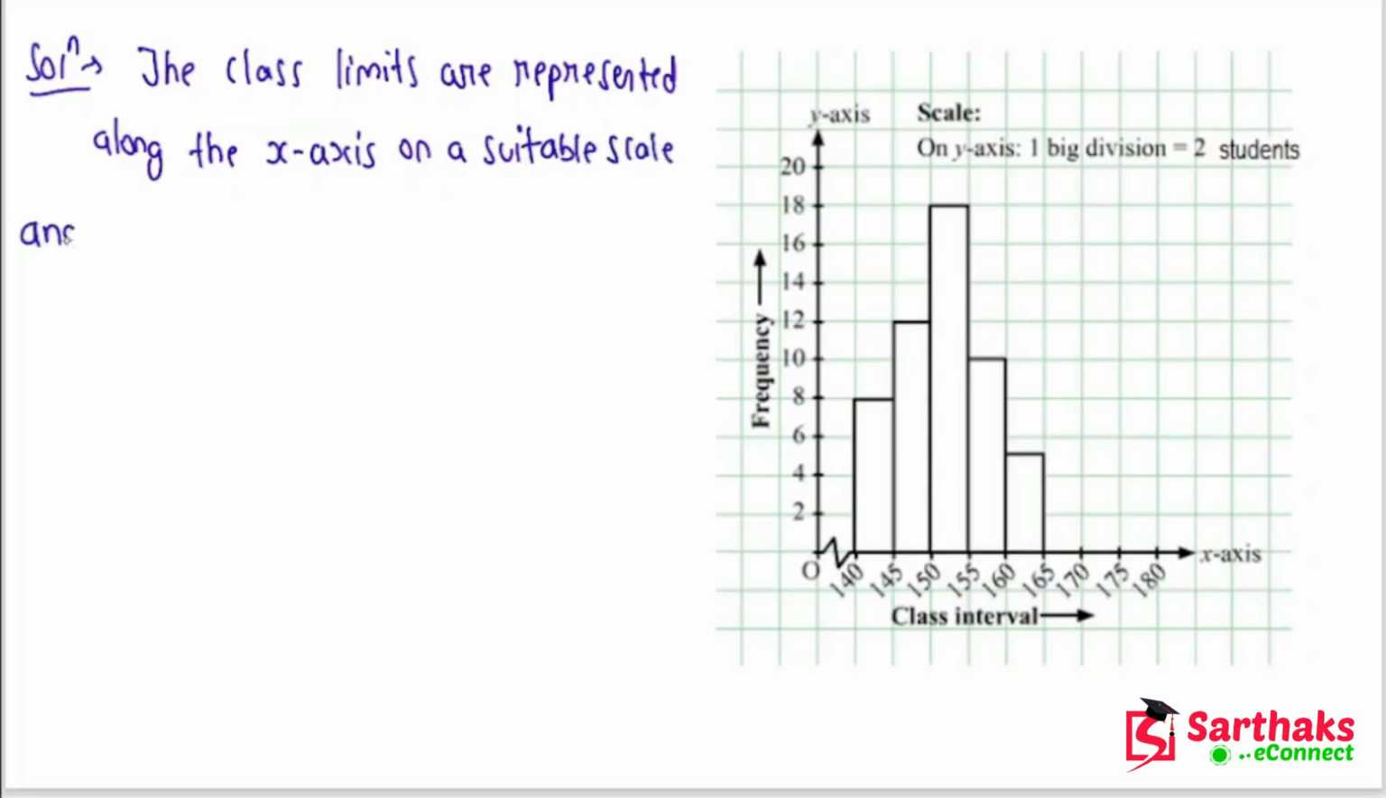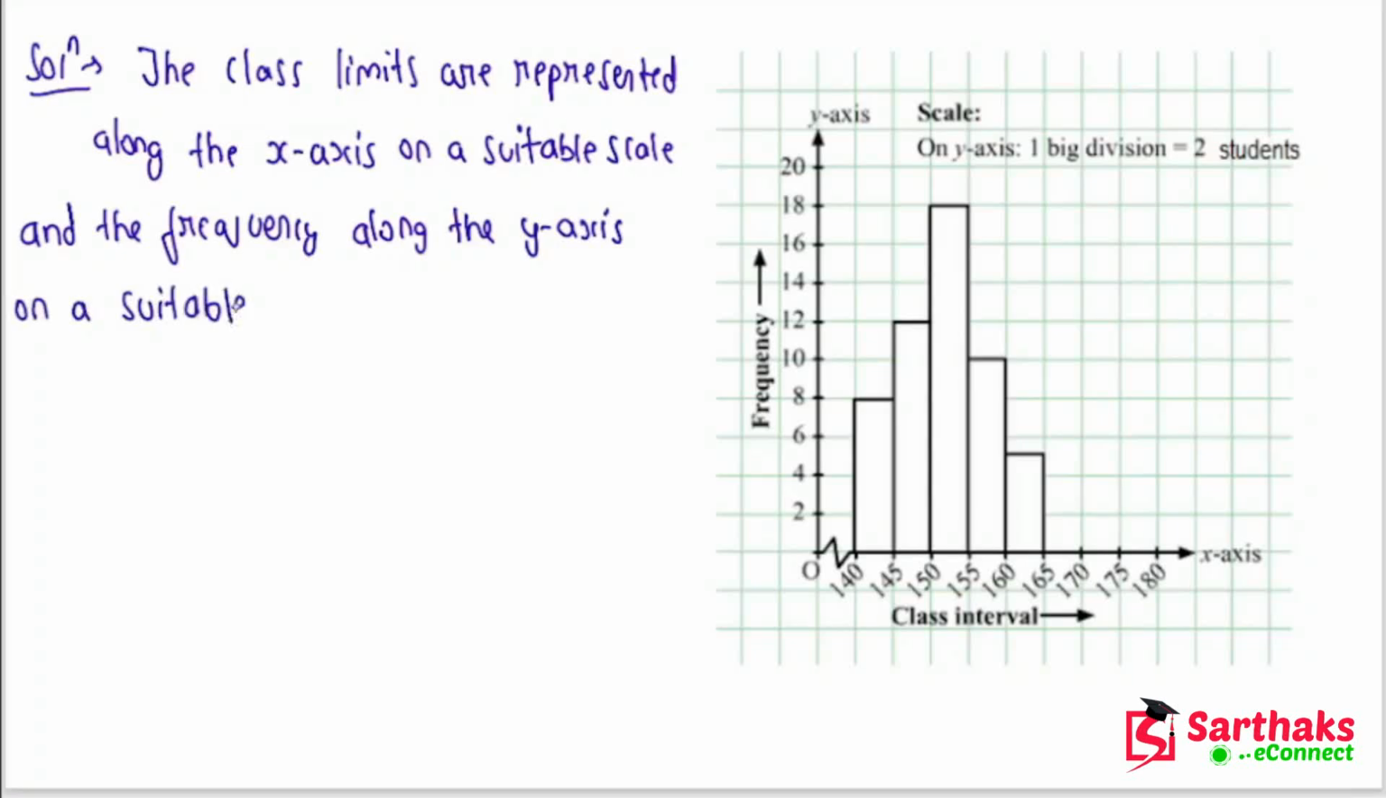And the frequency, that is what the algorithm has also said, right? So class limit should be the base and frequency should be the height, and frequency along the y-axis on again a suitable scale. So what is that suitable scale? You can clearly see that the suitable scale is 1 centimeter equals 2 students. Okay, so that is how we represent the histogram.